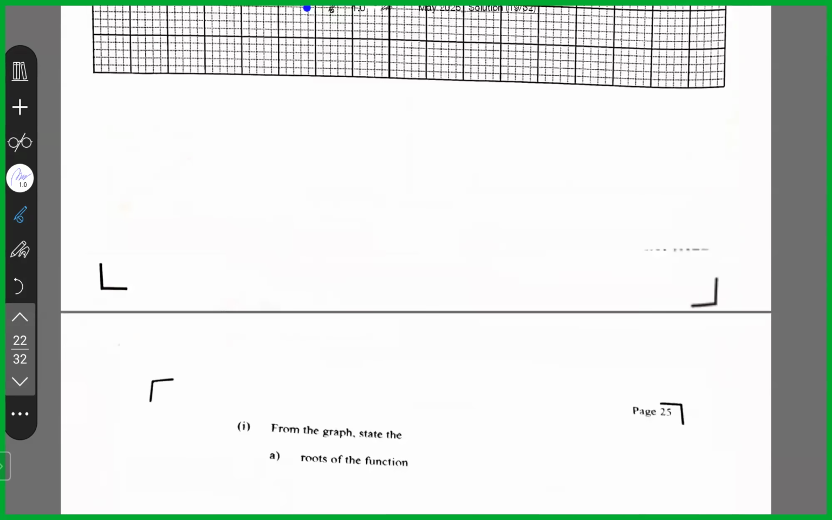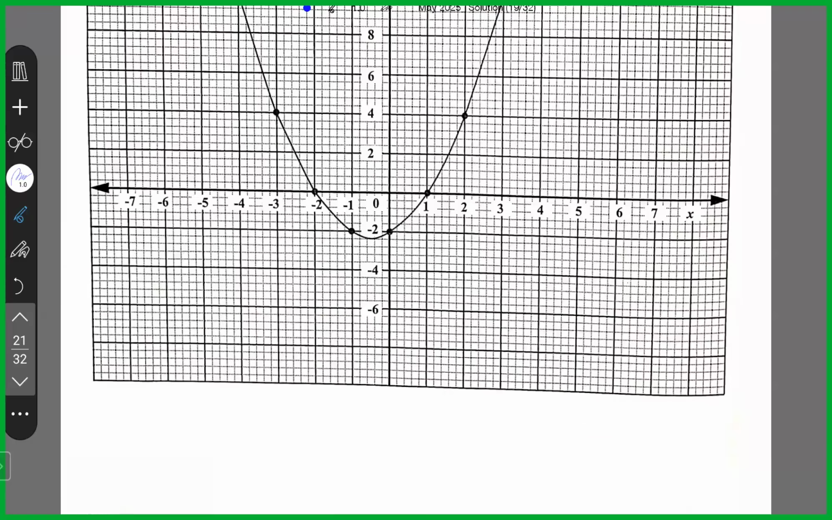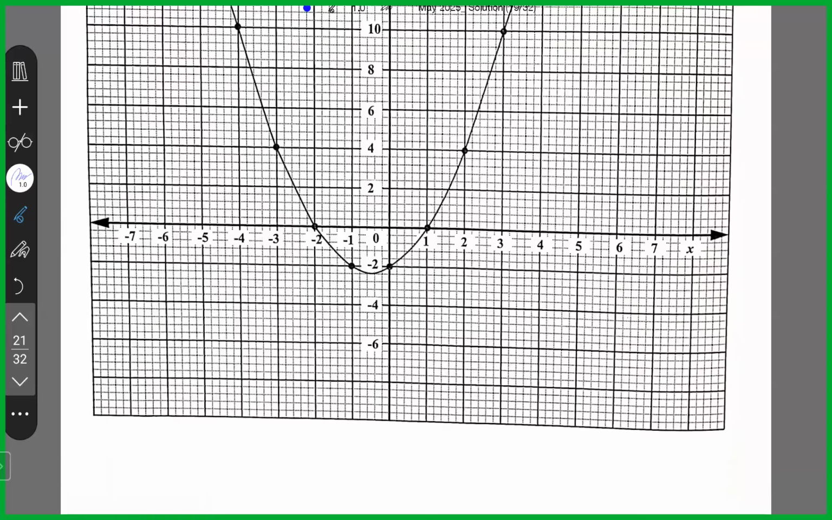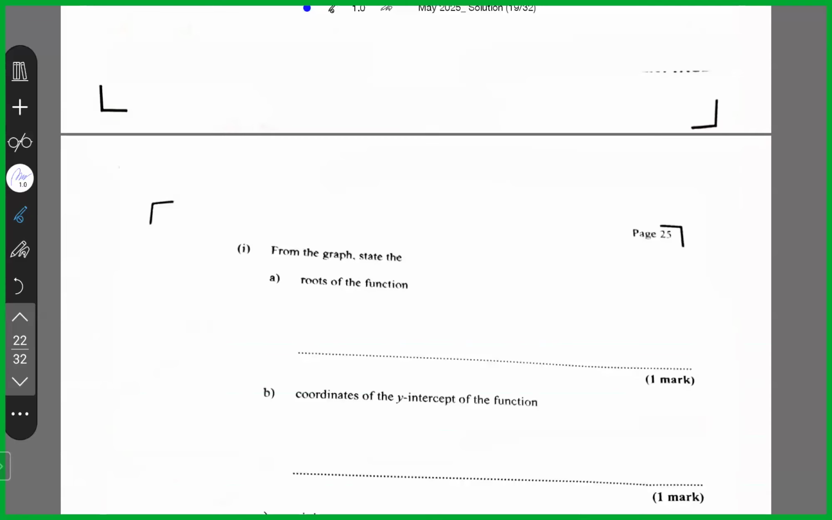So the roots of the function are the values of x for which the function is equal to 0. The roots are the x-intercepts. So the x-intercepts are here and here. So the roots would be x is equal to minus 2 and x is equal to 1. So the roots are x is equal to minus 2 and x is equal to 1.